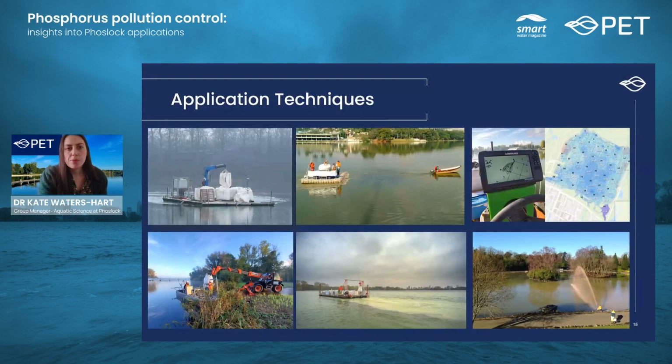So there are a number of different application techniques that can be used, and this depends on the water body in question. We have had large-scale applications and small ones, and the system used will vary depending on that. We can also apply from land if access is restricted and things like that. We also use GPS to track where we've applied Phoslock, and this also can be tailored.